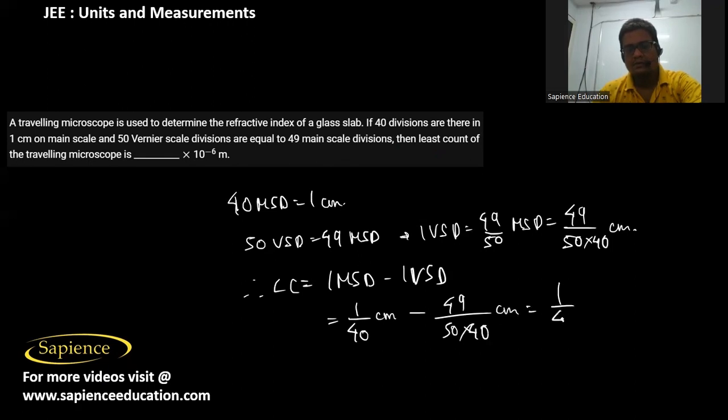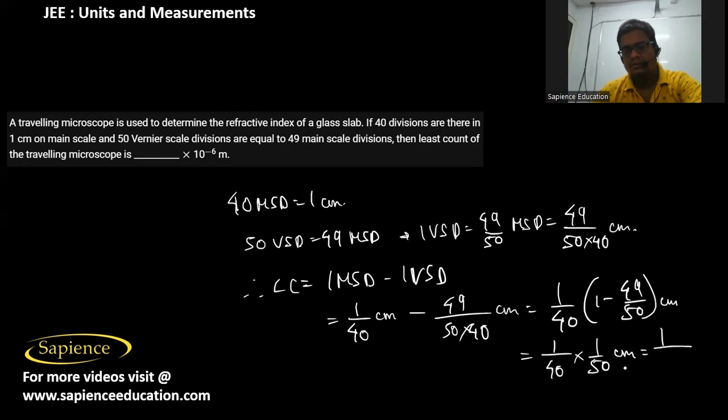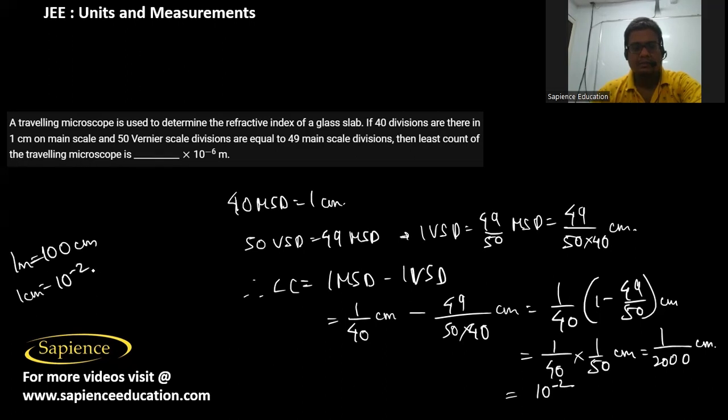From here I can take 1 by 40 as common, and then it will be 1 minus 49 by 50 centimeter. So this will be 1 by 40 into 1 by 50 centimeter, which equals 1 by 2000 centimeter. Now 1 centimeter is 10 power minus 2 meter, since 1 meter is 100 centimeters. So this is 10 power minus 2 divided by 2000.